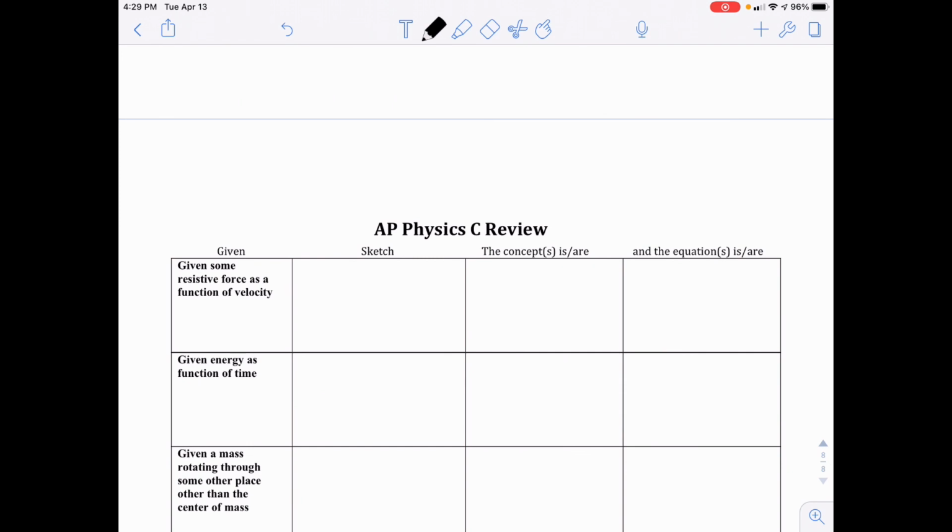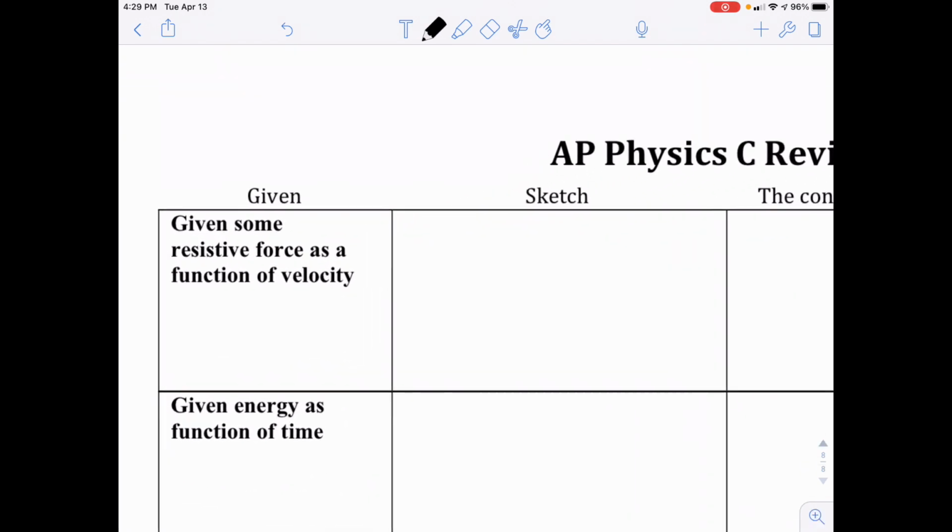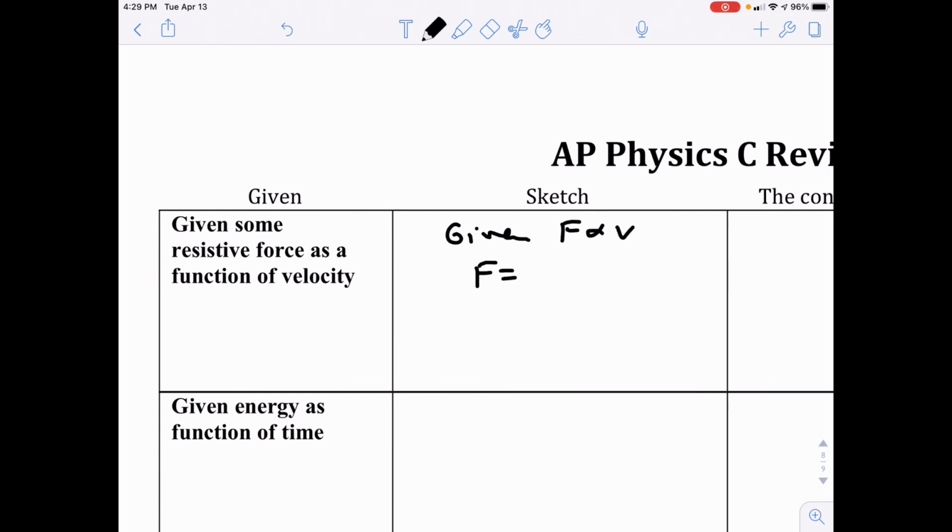Now, what if I'm given some resistive force as a function of velocity? Well, here I'm given some resistive force as a function of velocity. It might be given as F equals kV, or I've seen it written as F equals bV. There might even be a negative put in there to indicate that it's resistive. But basically, you're given some sort of resistive force as a function of velocity.